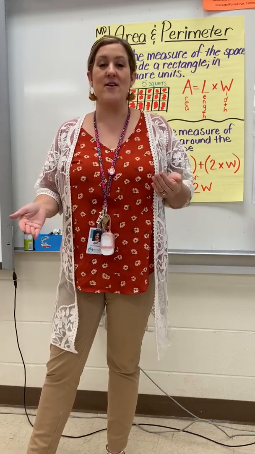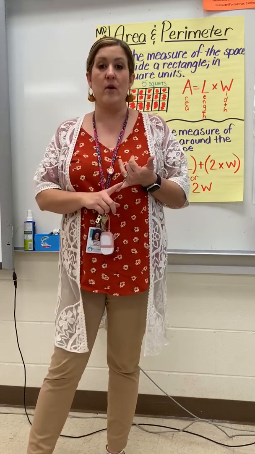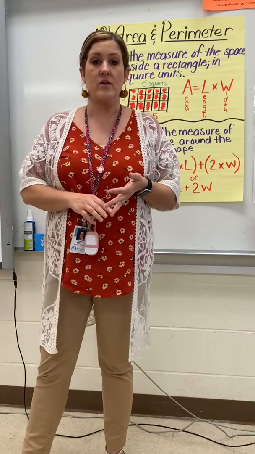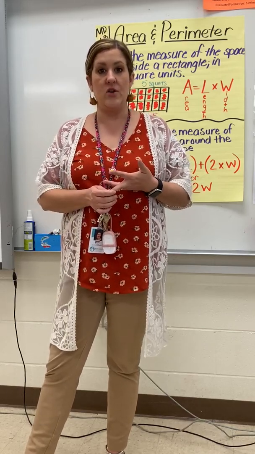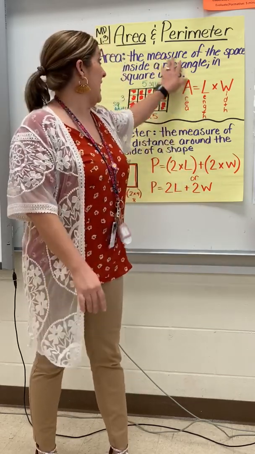So we're finishing out our entire module 3, where we have found factors and multiples. We learned to multiply 4-digit by 1-digit numbers, as well as 2-digit by 2-digit numbers. And now we're finishing it out this week with area and perimeter.